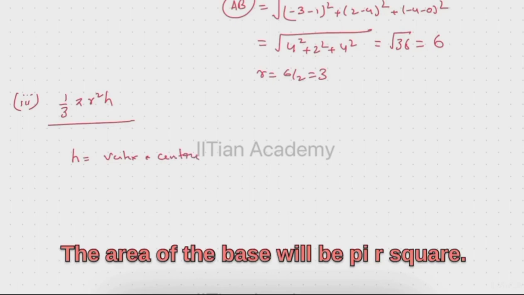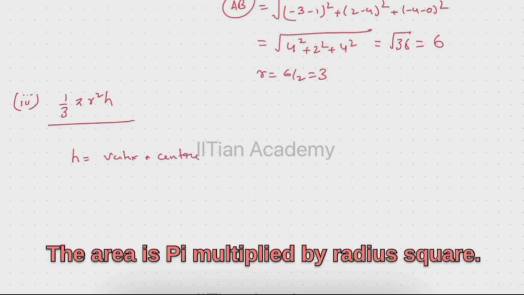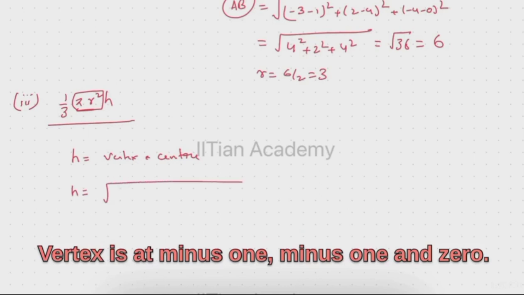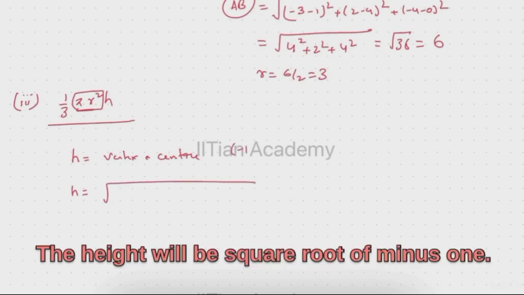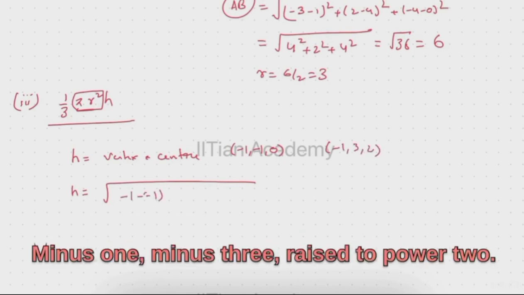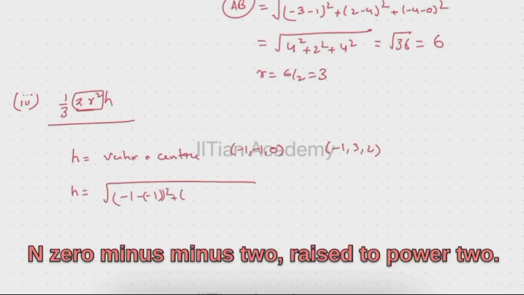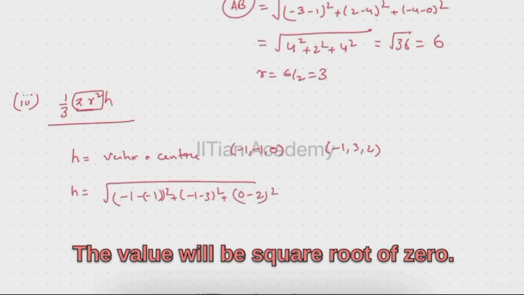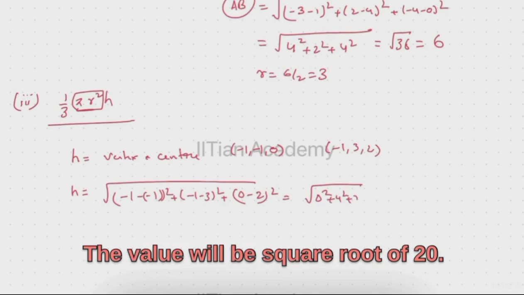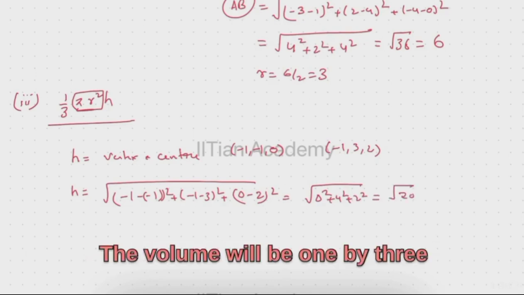The area of base will be pi r square. The area is pi multiplied by radius square. The height will be distance between vertex and center. Vertex is at -1, -1 and 0. The height will be square root of -1 minus 1 raised to the power 2 plus -1 minus 3 raised to the power 2 plus 0 minus 2 raised to the power 2. The value will be square root of 0 square plus 4 square plus 2 square. The value will be square root of 20.